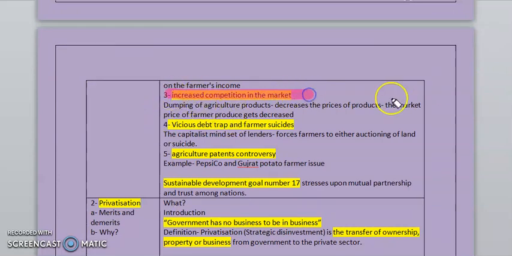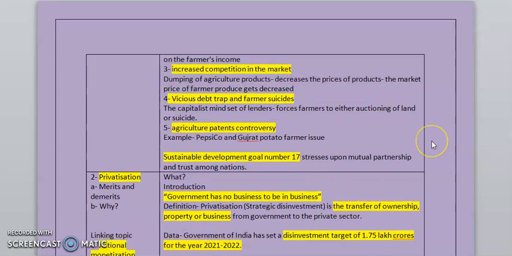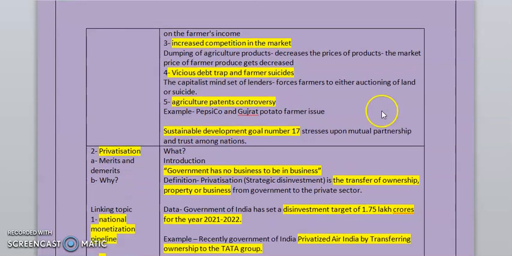Second one is the increased competition in the market. Dumping of agriculture products decreases the price of products. The market price of the farmers' products sometimes gets decreased due to dumping. Next one is the vicious debt trap and farmer suicides. The capitalist mindset of lenders forces farmers into either auctioning their land or suicide. Farmer suicides happen due to this vicious debt trap. You know that in Maharashtra, the farmer suicide rate is very high.